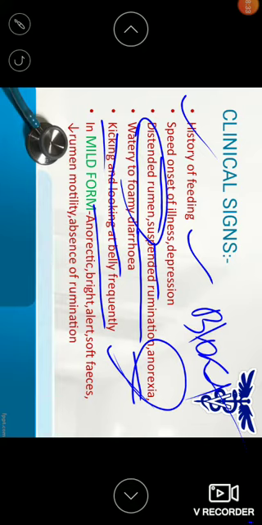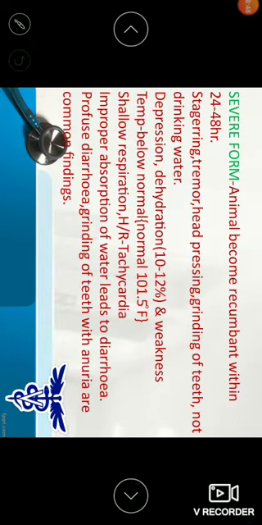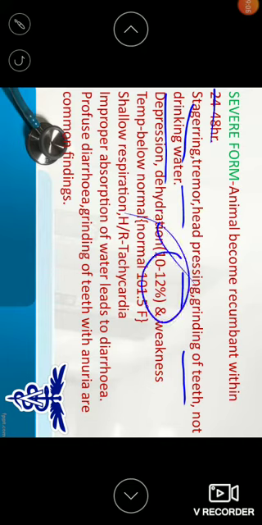In the mild form, or when it takes a very low amount of fermented feed, there is slight anorexia, bright alert animal, and absence of rumination. But in the severe form, when the animal goes through 24 to 48 hours untreated, there is staggering, tremor, pressing, grinding of the teeth, not drinking water, and obviously there is a pulling of water from the cardiovascular system. There is dehydration, even 10 to 12% or more, which can cause death. Sometimes the temperature becomes subnormal, below 101.5 degrees Fahrenheit. There is shallow respiration, increased heart rate and tachycardia.